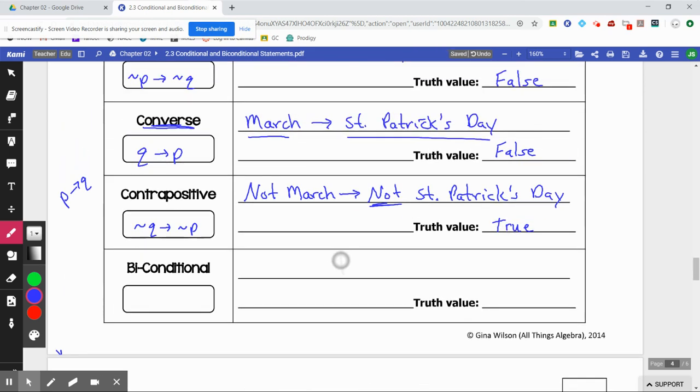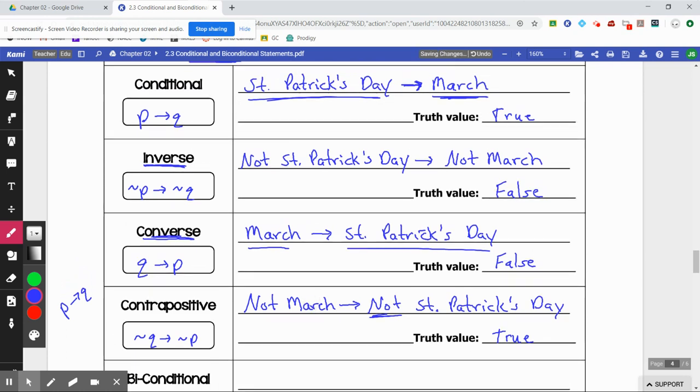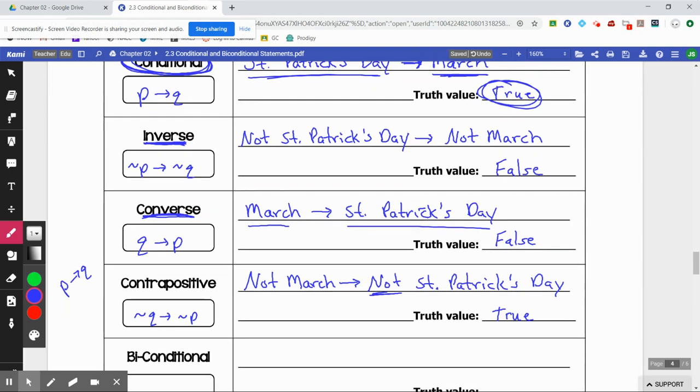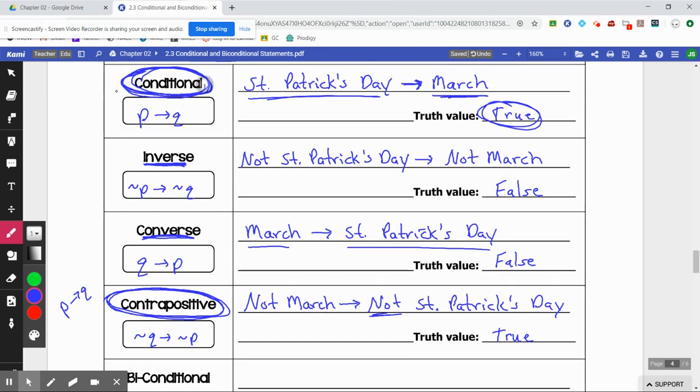Now, something we hit on in the video, and now let's go ahead and solidify that it is true. If a conditional statement is true, and this one was true, you see it here, the inverse and converse don't have to be true. However, the contrapositive will always be true. And I'm going to say it again because it's so important. If a conditional statement is true, the contrapositive will always be true as well.